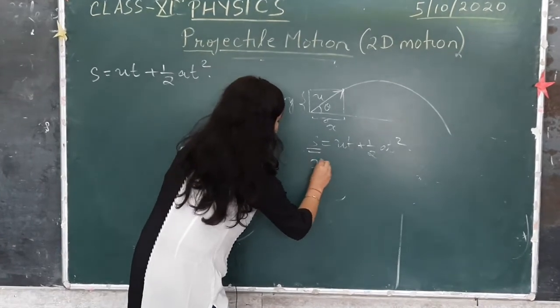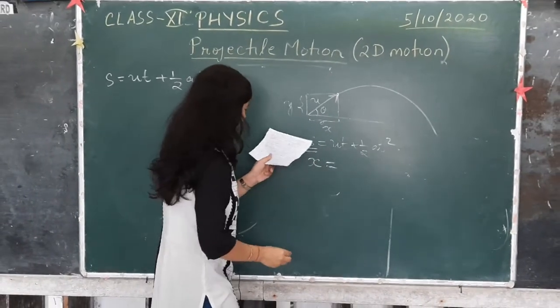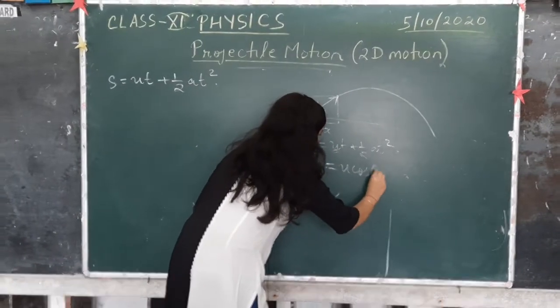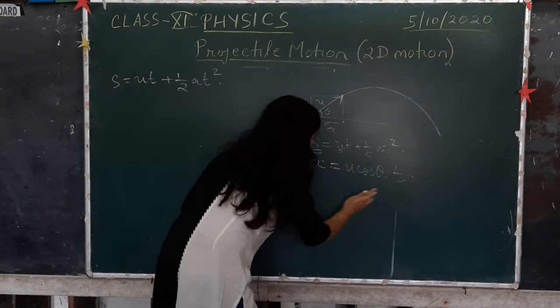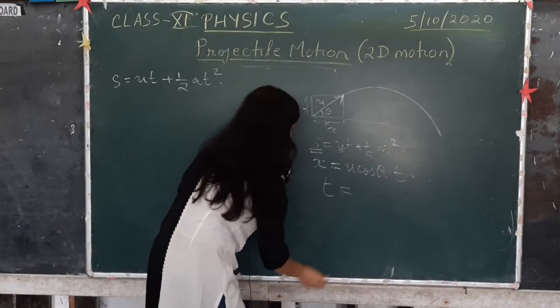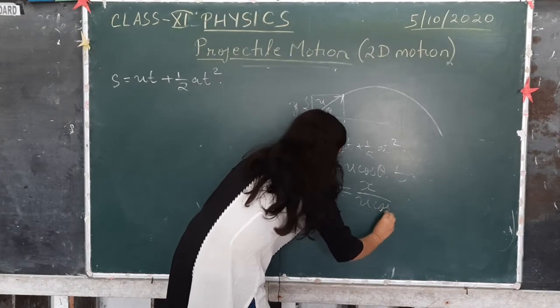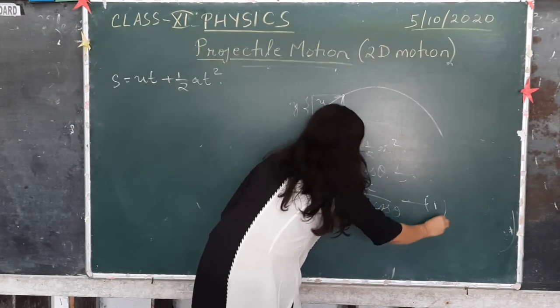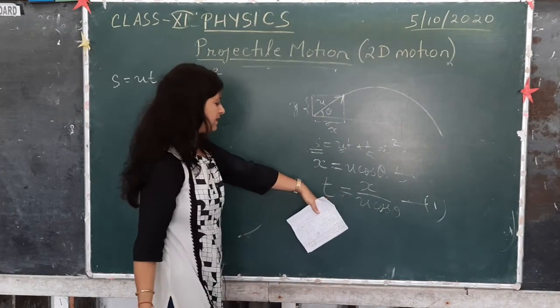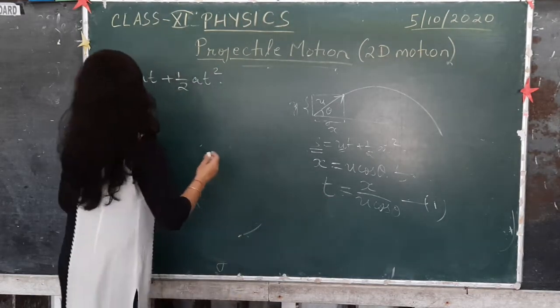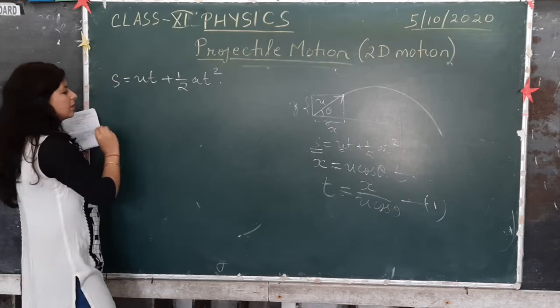Now the displacement along the x direction is equal to x, the initial velocity is u cos theta and the time taken is t. Now here we will find the expression for t in terms of x. t is equal to x by u cos theta. Let it be 1, and we are going to replace this value of t so that the term containing t is totally eliminated.